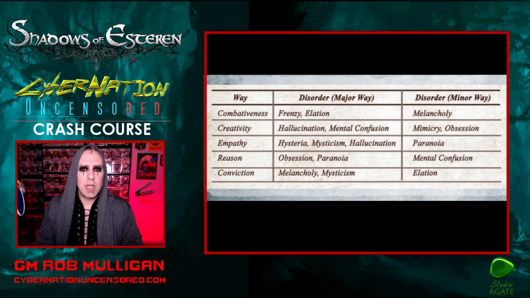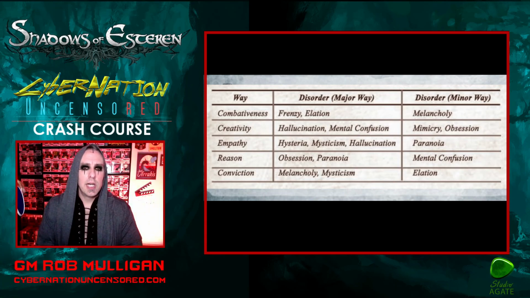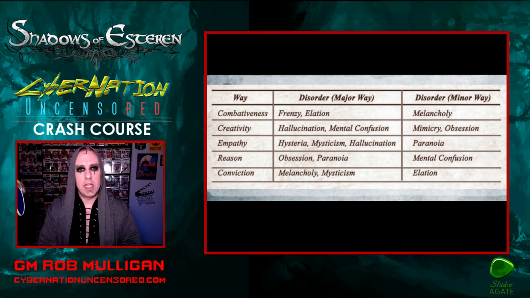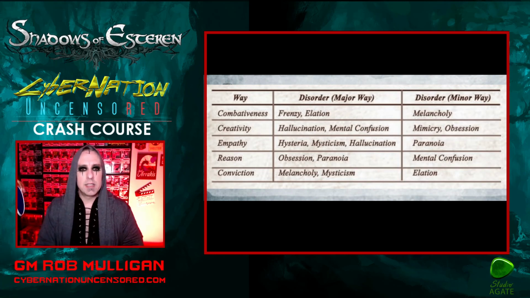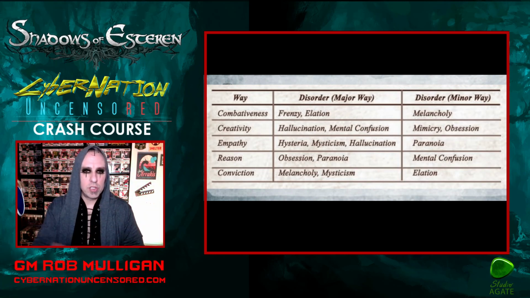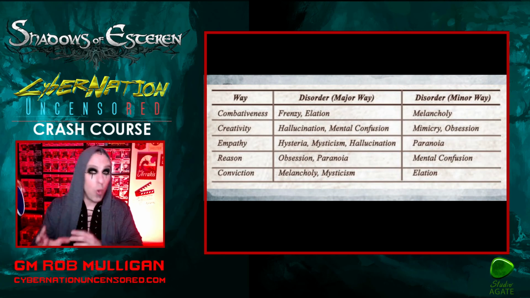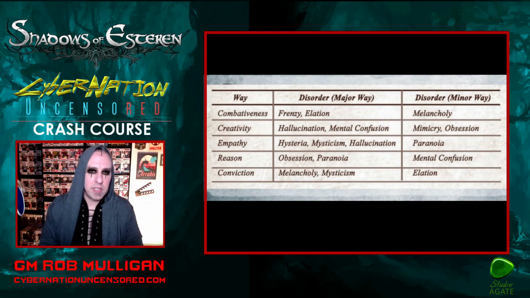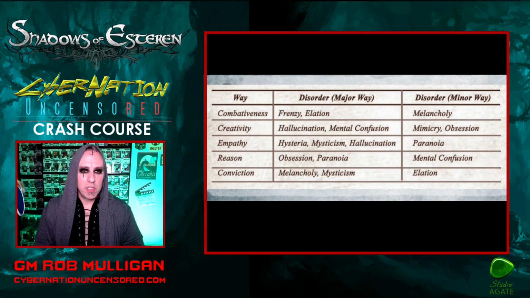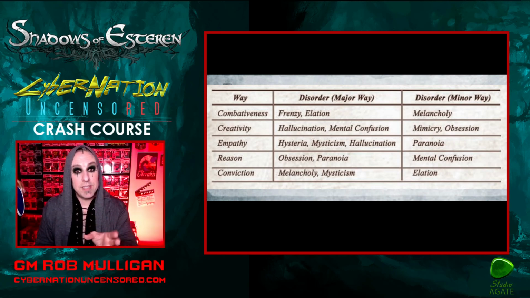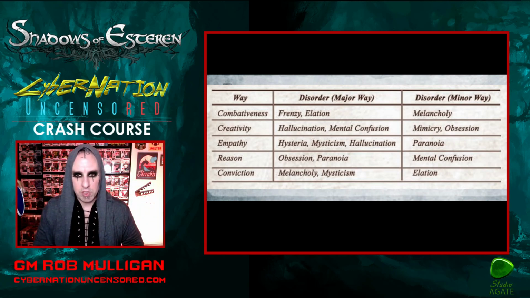Now, a disorder you set during character creation, you're going to pick one based on your major or minor way. Ways, again, being like your main stat. So if your combativeness is a 4 or 5, it's considered your major way. If it's down at a 1 or 2 or whatever, it's going to be considered minor. So your disorder is chosen between either your major or minor way. So say your major way is combativeness and your weakest or minor way is reason, right? So you'd be able to choose between frenzy, elation, or mental confusion. You see how that works there.